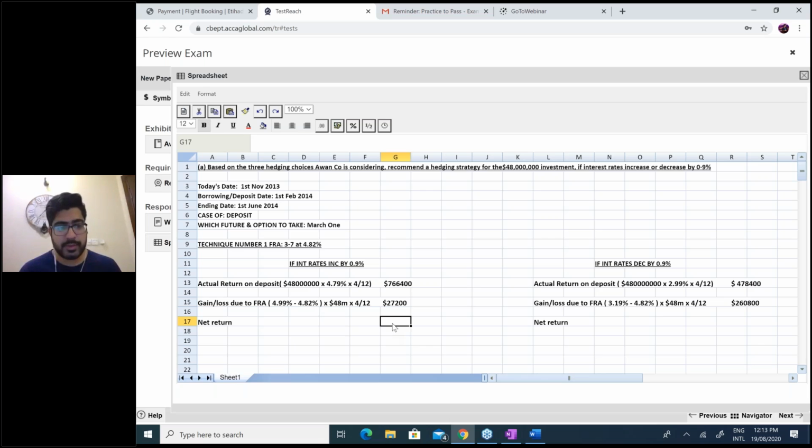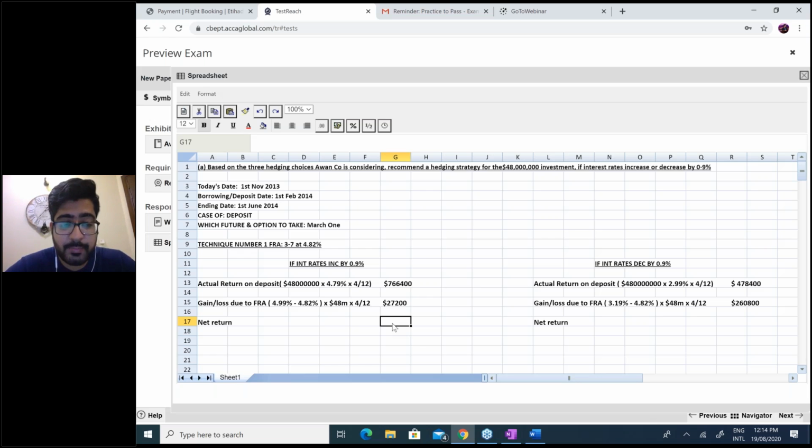Okay, so one last question. How do you get gain or loss due to FRA? You take the difference in rates. If interest rates increase by 0.9, 4.09 was the interbank rate, it became 4.99. But you booked FRA at 4.82 into amount into time period over 12, 27,200. If interest rates decrease by 0.9, how to get the gain or loss due to FRA? 4.09 was the interbank rate. It decreased by 0.9, became 3.19. You booked the rate at 4.82 into time period over 12. The $1 million question: is it a gain or a loss, whether it will be added or deducted?